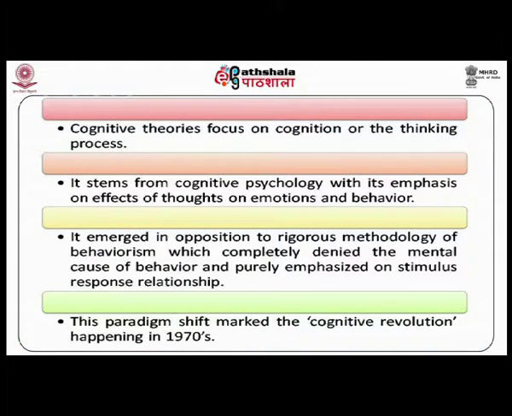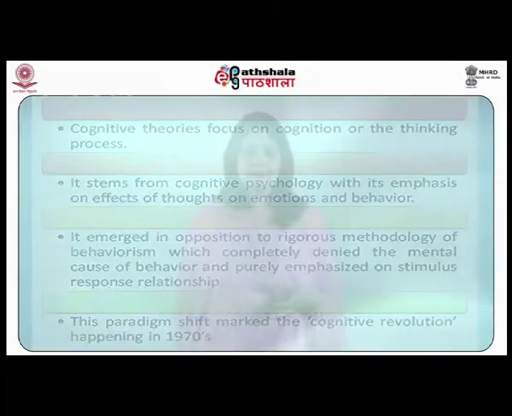Cognitive theories focus on cognition or the thinking process. It stems from cognitive psychology with its emphasis on the effects of thoughts on emotions and behavior. It emerged in opposition to the rigorous methodology of behaviorism, which completely denied the mental cause of behavior and purely emphasized the stimulus-response relationship. This paradigm shift marked the cognitive revolution happening in the 1970s.